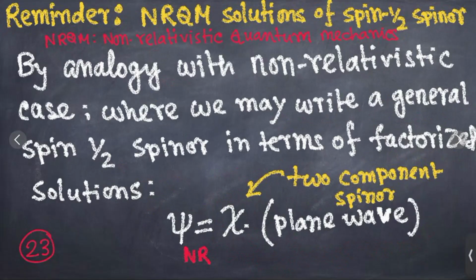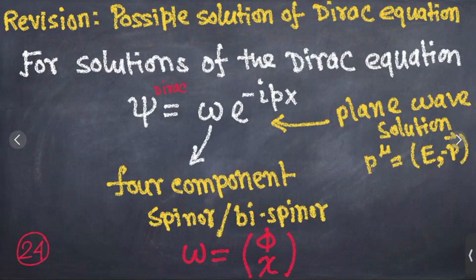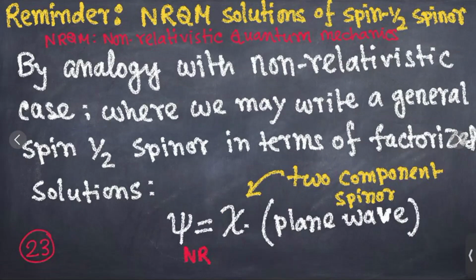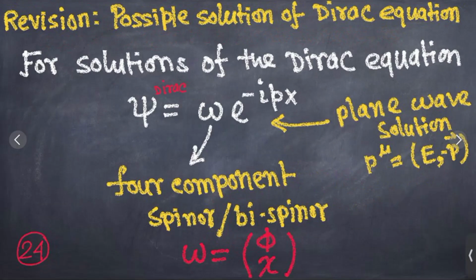In the non-relativistic case, this chi was a 2 by 2 spinor, a two-component spinor. But now, in case of the Dirac equation, we need something which I define here with omega. This omega is not 2 by 2, but 4 by 4. What we need now is a four-component spinor, and we call it a bispinor.